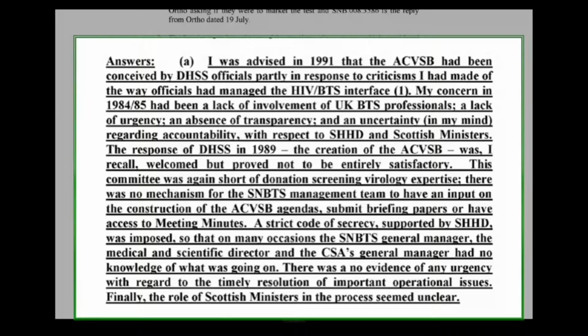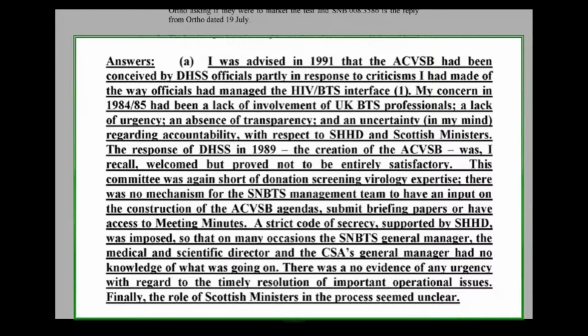The response of DHSS in 1989, the creation of the ACVSB, was, I recall, welcomed but proved not to be entirely satisfactory. This committee was again short of donation screening virology expertise. There was no mechanism for the SNBTS management team to have an input on the construction of the ACVSB agendas, submit briefing papers, or have access to meeting minutes.